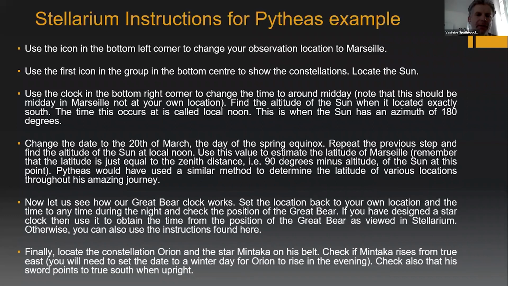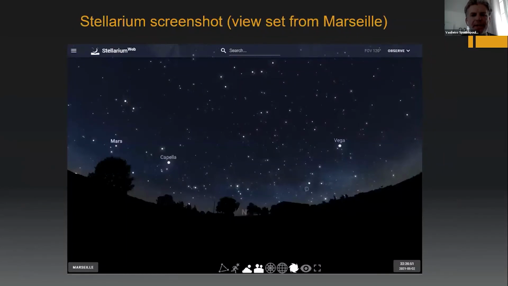And there's a little bit about the Great Bear Clock that I was talking about as well, using Stellarium to simulate that. So for each stop, there's a set of activities like this within Stellarium, plus the practical activities that I was talking about with external links. This is a screenshot from Stellarium set to Marseille. You see how you can see the night sky. Obviously, it'll be slightly different to what Pythias would have seen because of precession, but it makes it more realistic if you actually go to the location.